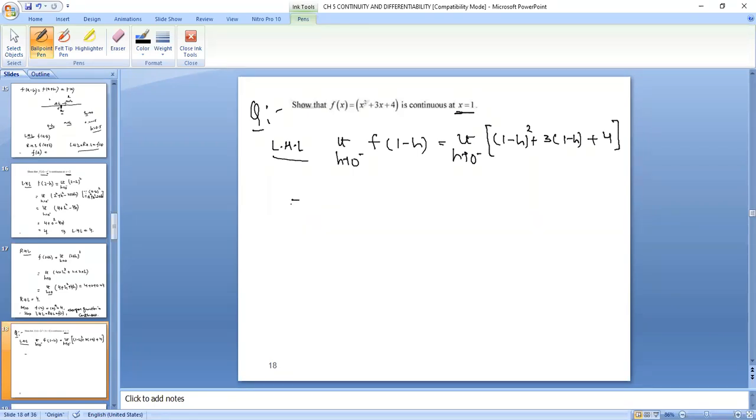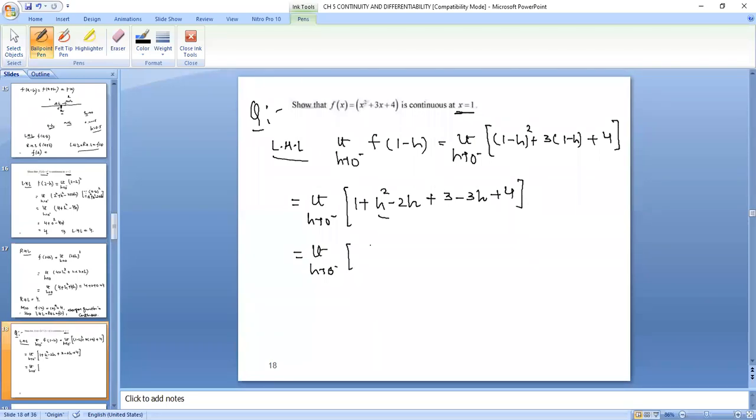Limit h tending to 0 negative, (1 minus h) square. Open the bracket, it will be 1 plus h square minus 2h, (a minus b) whole square, plus 3 multiplied, so it will be 3 minus 3h plus 4. Add the like terms: h square terms will be added to h square, h terms will be added to h terms, and this way h square minus 3h minus 2h, minus 5h.